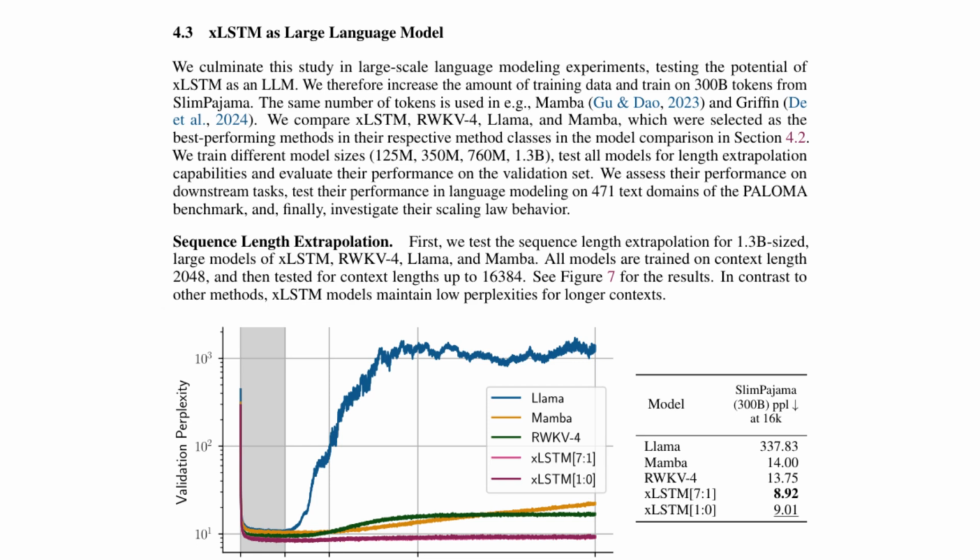Sequence length extrapolation. First, we test the sequence length extrapolation for 1.3 billion sized large models of xLSTM, RWKV4, Llama, and Mamba. All models are trained on context length 2048 and then tested for context lengths up to 16,384. See Figure 7 for the results. In contrast to other methods, xLSTM models maintain low perplexities for longer contexts.